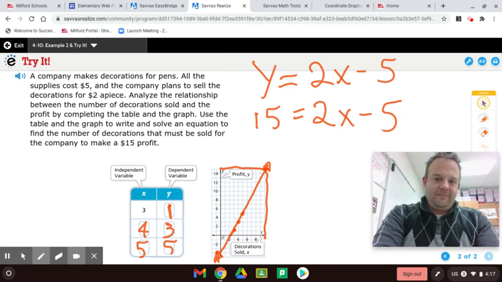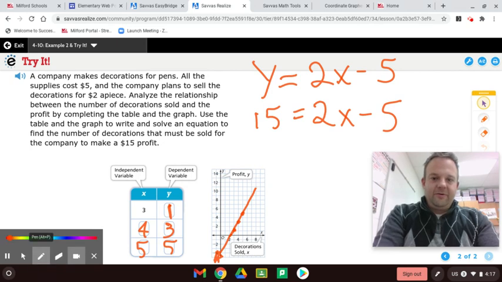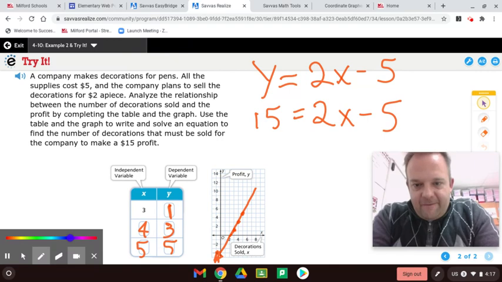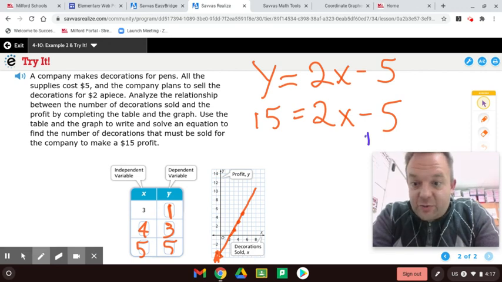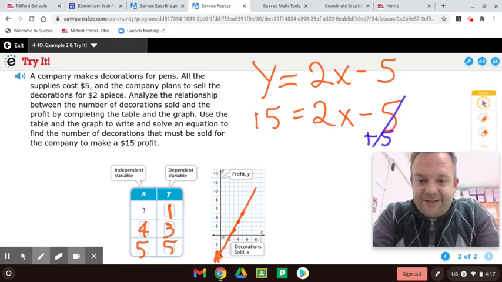Watch how we do this. Balance this out. 15 equals 2x minus 5. The inverse of subtracting 5 is adding 5. Now that cancels out to 0. Whatever you do on one side, you have to do on the other. So now we get 20 equals 2 times x.